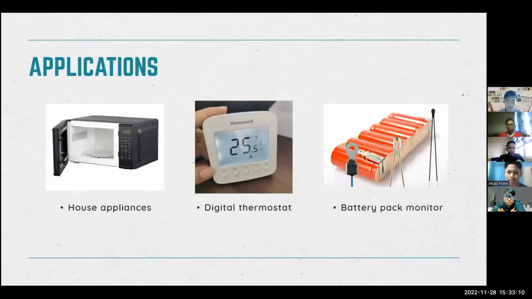So next is the applications of the thermistor. Firstly, the thermistor is used in household appliances to measure the temperature. Appliances such as microwaves and refrigerators rely on thermistors for proper temperature control. Next, digital thermostats are also one of the devices that use thermistors.